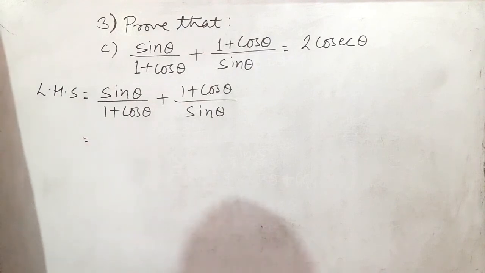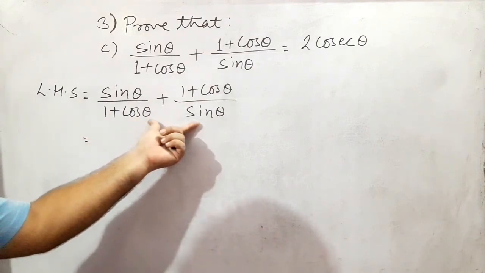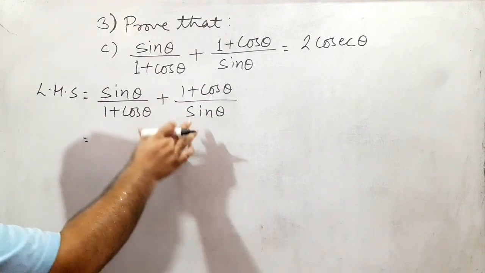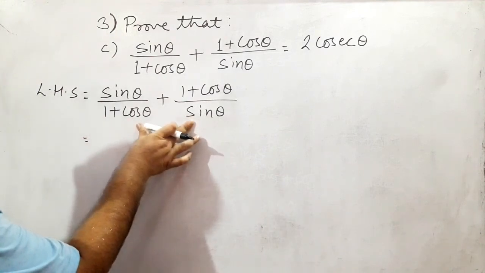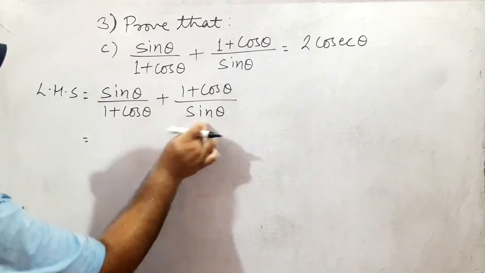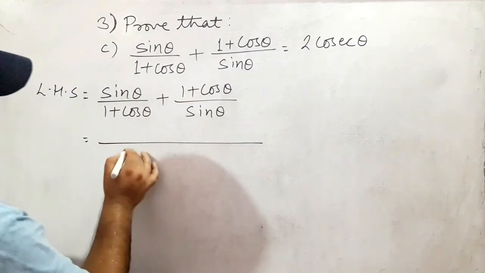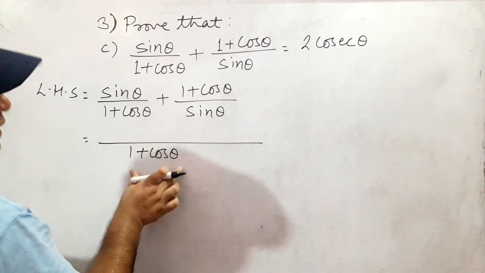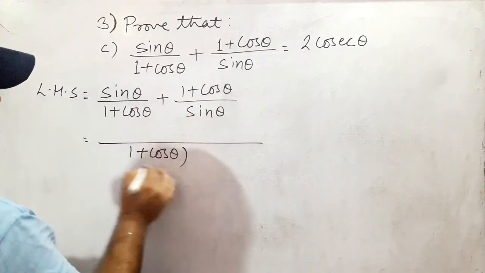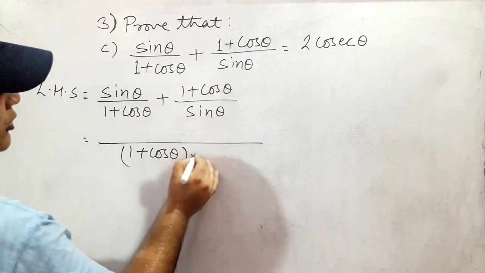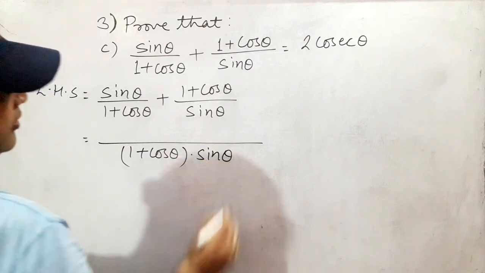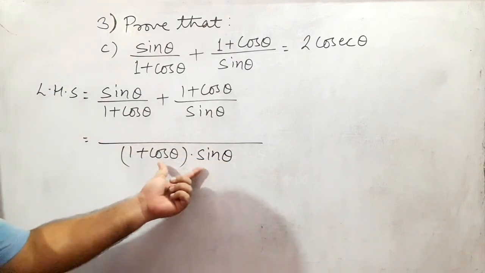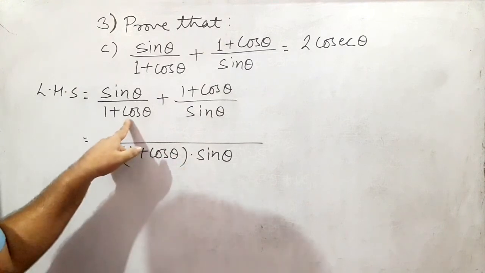Now taking the LCM of these two denominators, we can see that the denominators are different terms. So when we take the LCM of the two different denominators, both shall be written in the denominator. So 1 plus cos theta into sin theta. Now we shall divide 1 plus cos theta into sin theta with 1 plus cos theta.